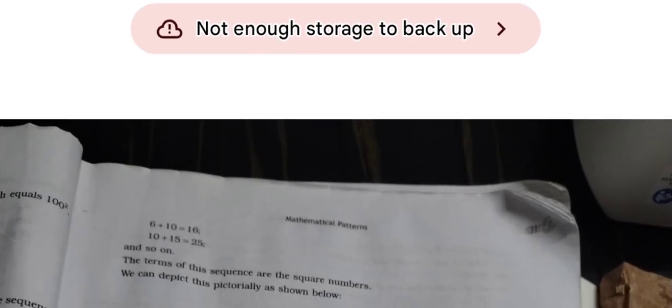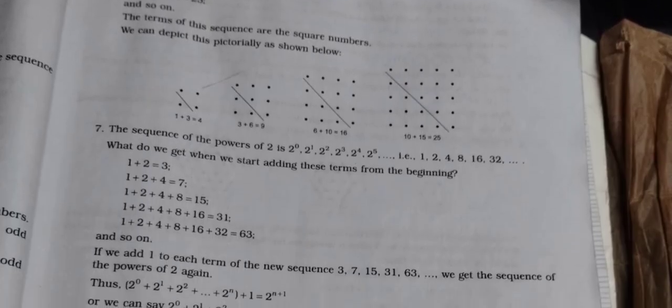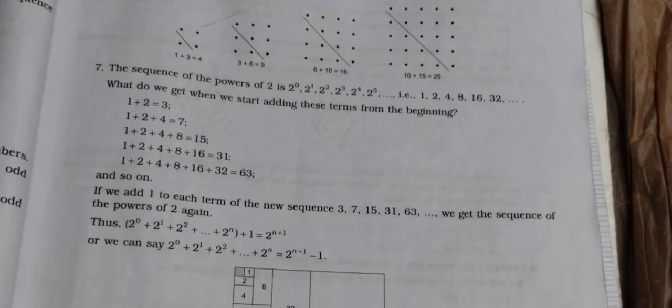6. Consider a sequence obtained by adding pairs of consecutive triangular numbers. The terms of this sequence are the square numbers. We can depict this pictorially as shown below.